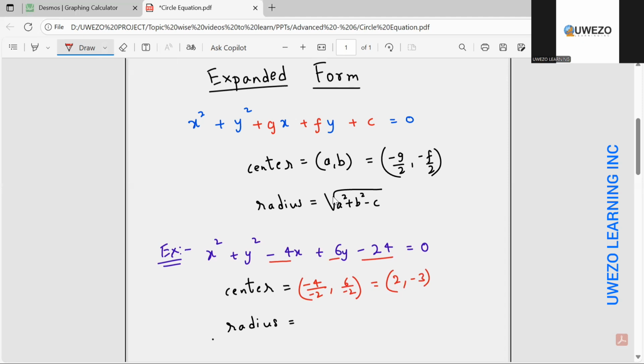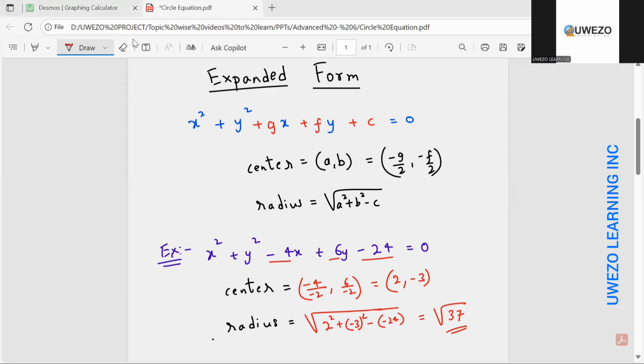Now to find the radius, we need to sum the squares of the coordinates of the center. So 2 square plus negative 3 whole square minus the constant given in the equation, which is negative 24. So if you solve further, you get the radius as root 37. We can also use Desmos, but here the coordinates won't be integral values.